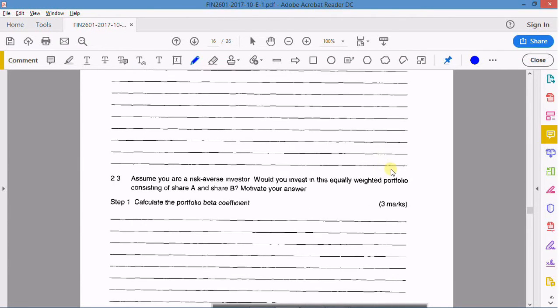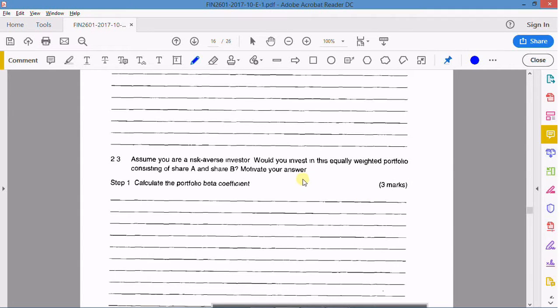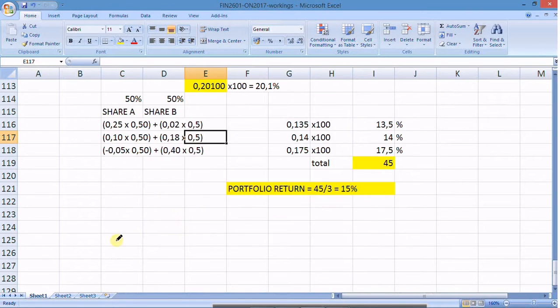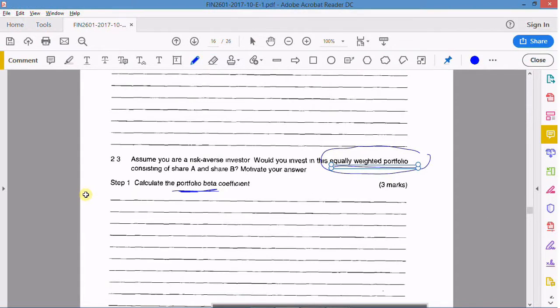Alright, assume you are a risk-free investor. Risk averse, not risk-free, risk averse investor. Would you invest in this equally weighted portfolio consisting of share A and B? Motivate your answer. So step number 1, calculate the portfolio beta. What number is this? 2.3.